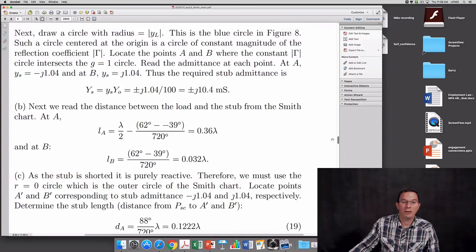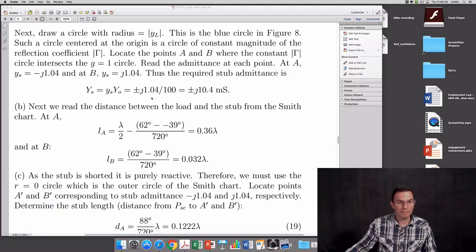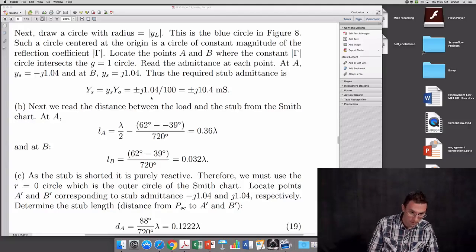So again, at point A, you're going to have to add minus J 1.04 normalized, or when you unnormalize it, it turns out to be minus J 10.4 millisiemens. If you're at point B down at the bottom, you're going to have to add positive J 10.4 millisiemens. All right, it just depends.